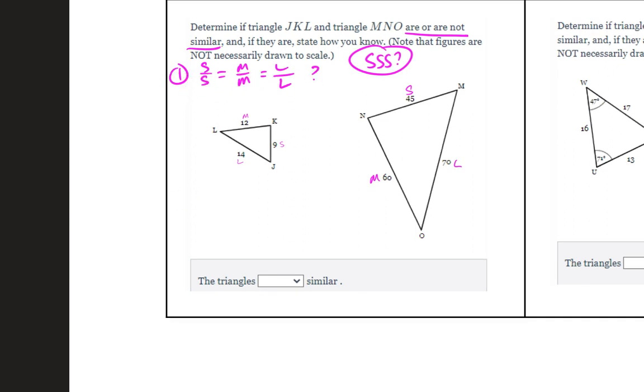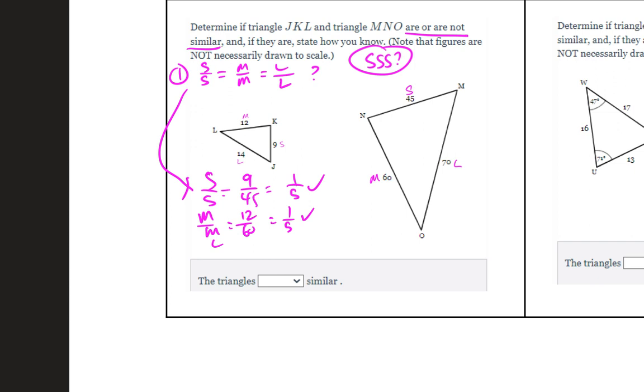So let's look at that first one. If we did that, small over small would be equal to 9 over 45. Okay, so if I put that into my calculator, alpha y equals enter, that's going to give me 1 over 5. All right, so now let me do medium over medium. If I did that, medium over medium, I'm going to get 12 over 60. Okay, if I put that into my calculator, that'll also be 1 over 5. So far, so good.